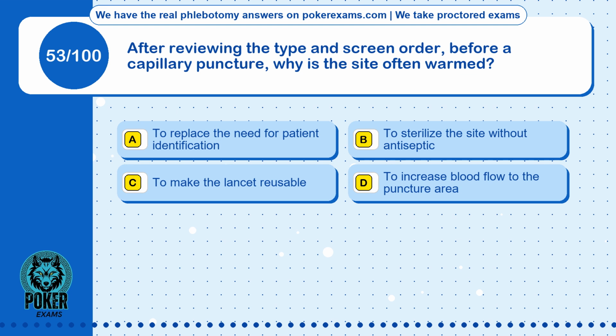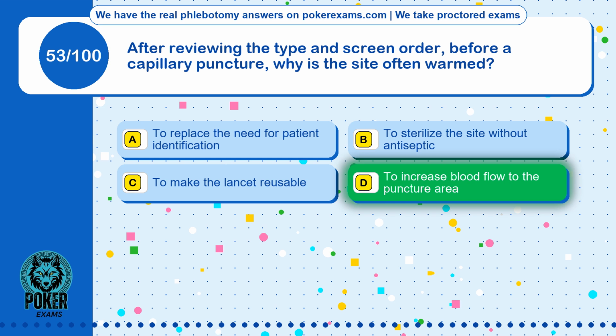Question 53. After reviewing the type and screen order, before a capillary puncture, why is the site often warmed? Option A. To replace the need for patient identification. Option B. To sterilize the site without antiseptic. Option C. To make the lancet reusable. Option D. To increase blood flow to the puncture area.